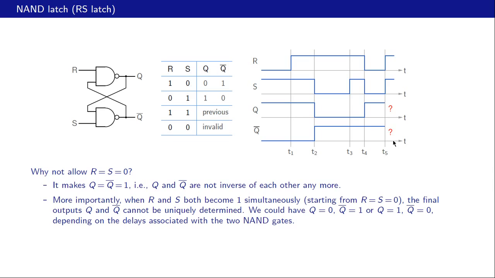What happens in real life is that depending on the delays of these two gates, the latch will finally settle down to either Q equal to 0 or Q equal to 1. That means Q equal to 0 and Q bar equal to 1, or Q equal to 1 and Q bar equal to 0. So there is some uncertainty about what will happen in this case, and that is why we consider this situation as invalid.